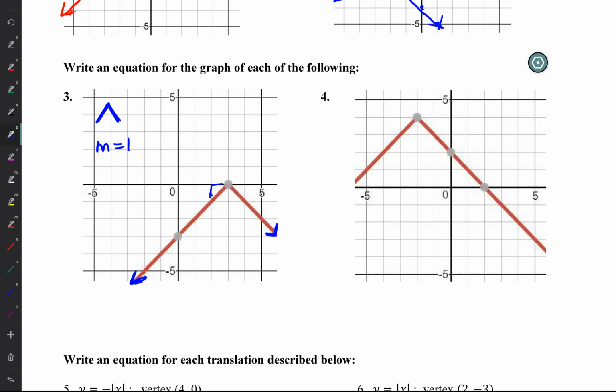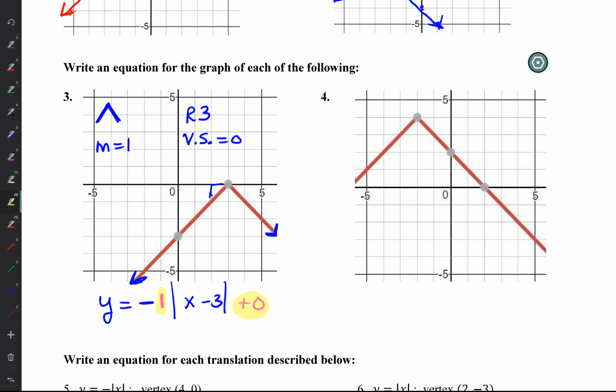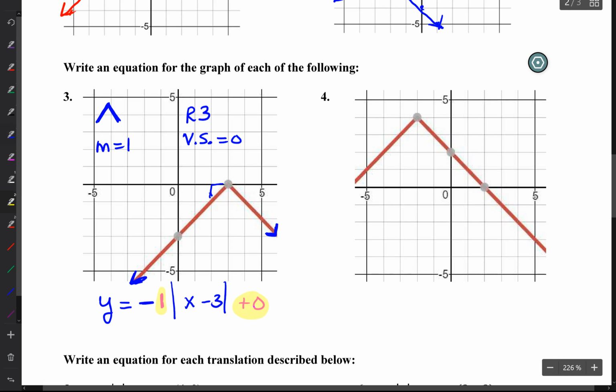Now we have to look, where is the vertex? We have shifted to the right 3, and we have not shifted up or down. So I'm going to say the vertical shift equals 0. So let's fill this in. Y equals, it's upside down, so it's negative. The slope is 1, so I don't need to put a number here. It's shifted to the right 3, so that's x minus 3. And we could say it's plus 0 and with a 1 in front here. Those numbers in magenta and highlighted are really not necessary, but they illustrate some factors that we've considered, but they have no impact on the problem.